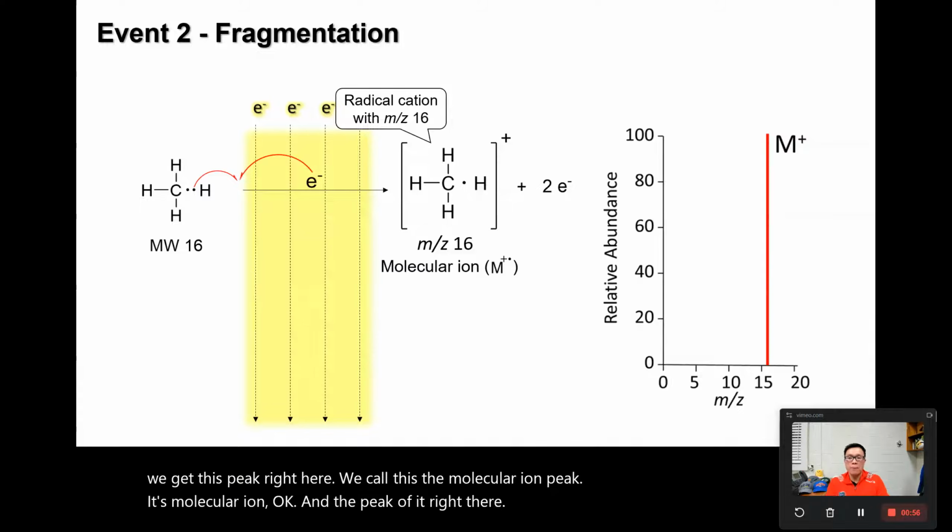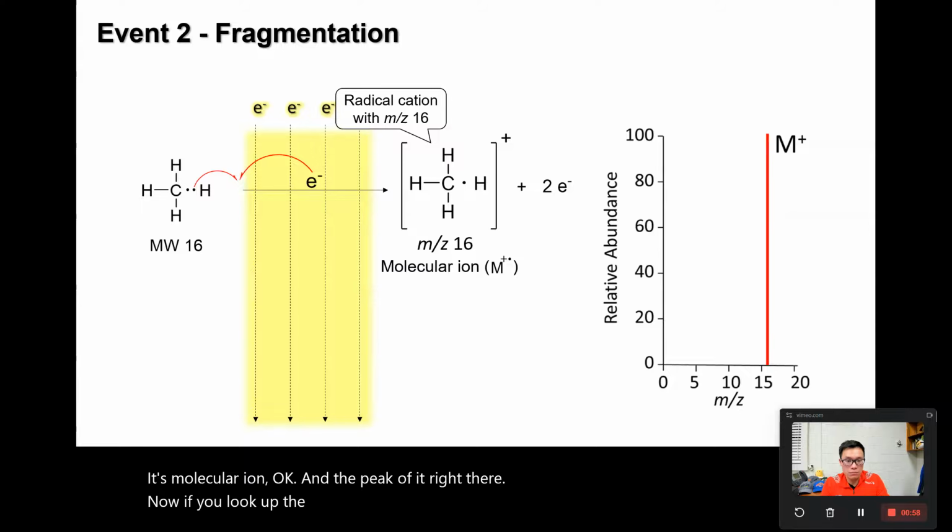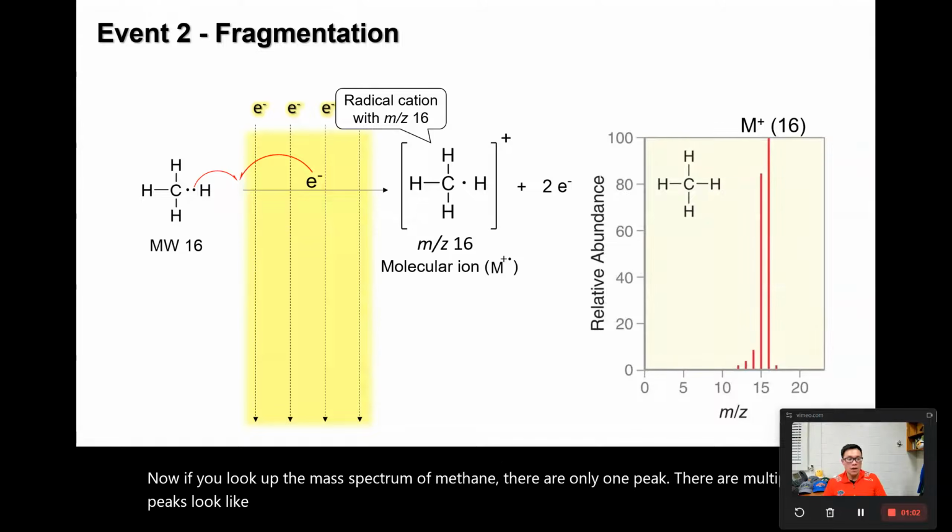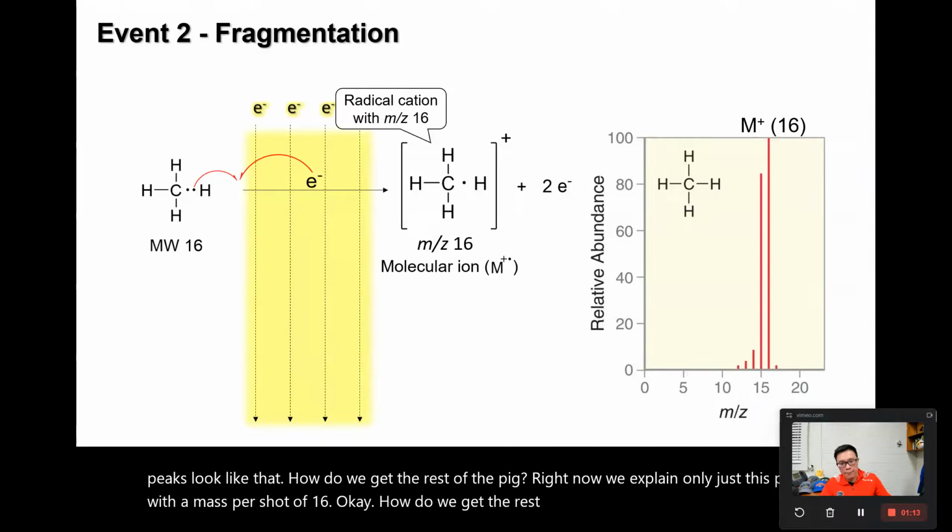Now, if you look up the mass spectrum of methane, there is not only one peak, there are multiple peaks like that. How do we get the rest of the peaks? Right now, we explain only this peak with a mass per charge of 16. How do we get the rest of the peaks? Well, this happens. Go back to the molecular ion right here.